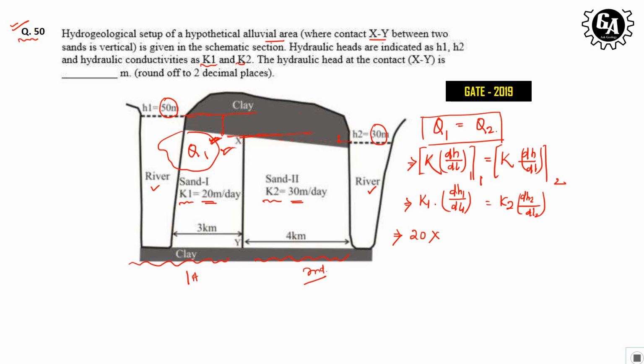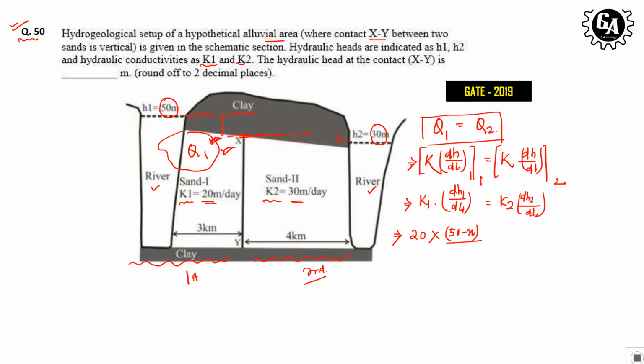So how much extra height is there in the first aquifer system? The water head is 50 plus x. Now we are just calculating for the interface, so how much length it is falling behind, that is 50 minus x. So dh is the difference, 50 minus x.